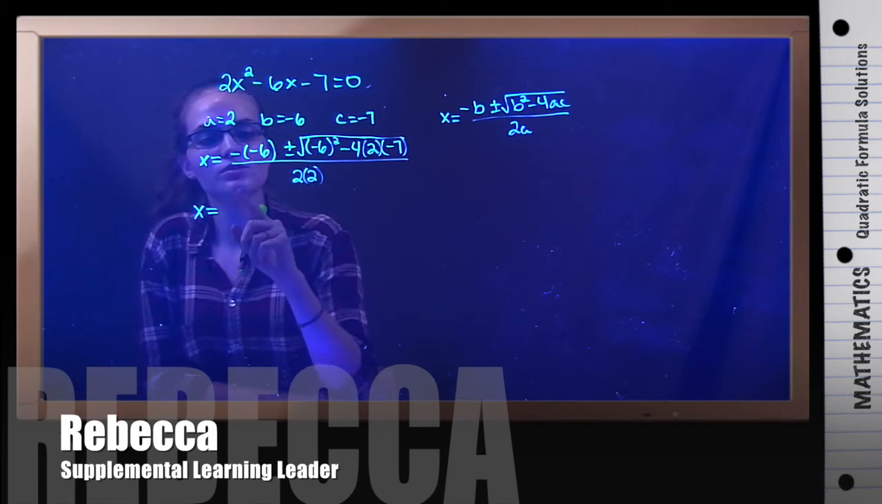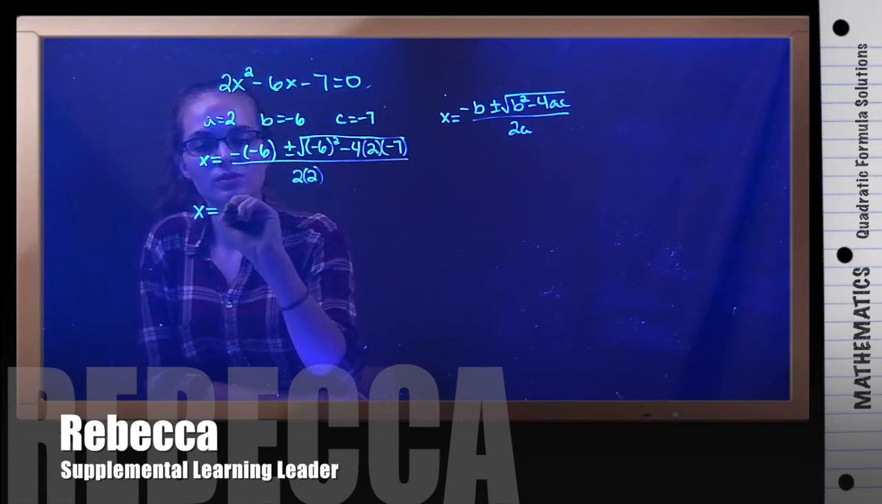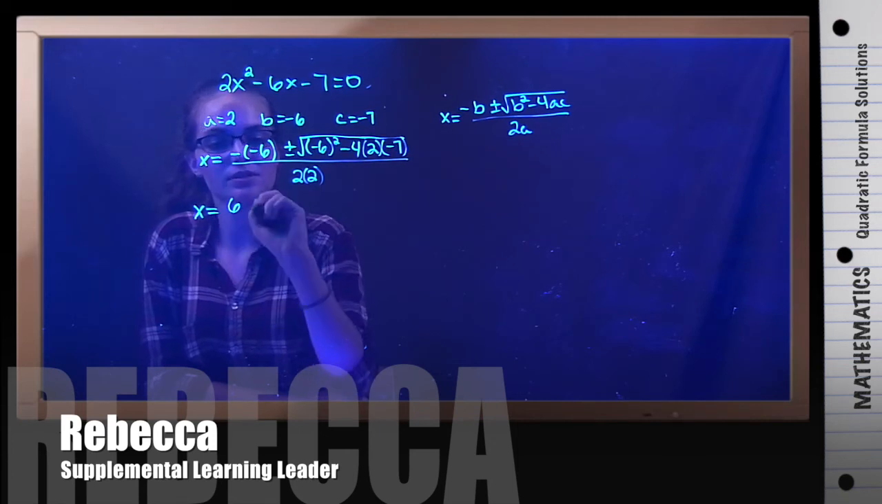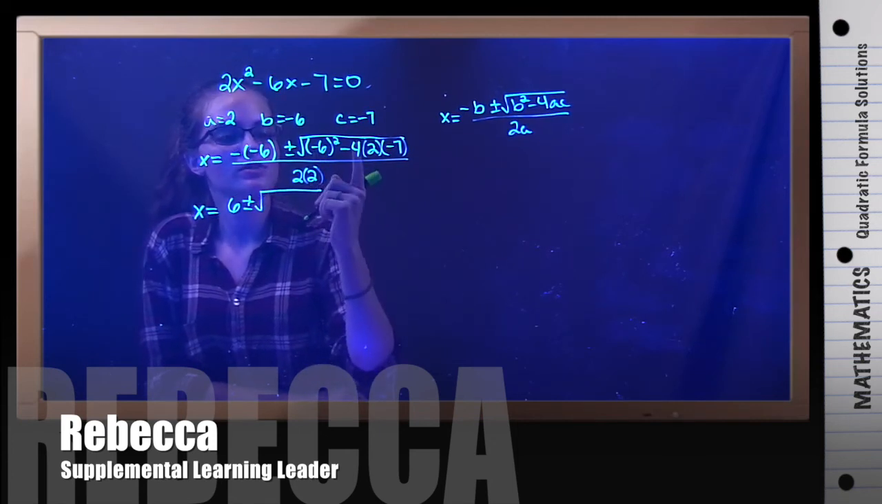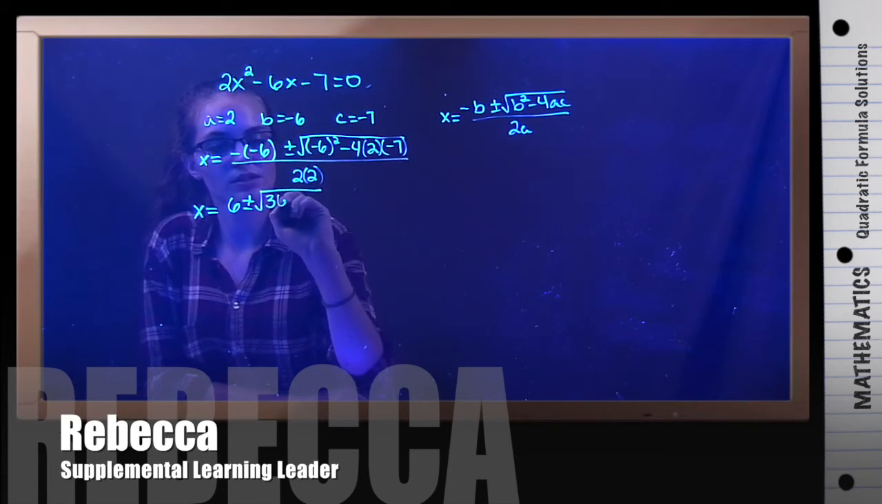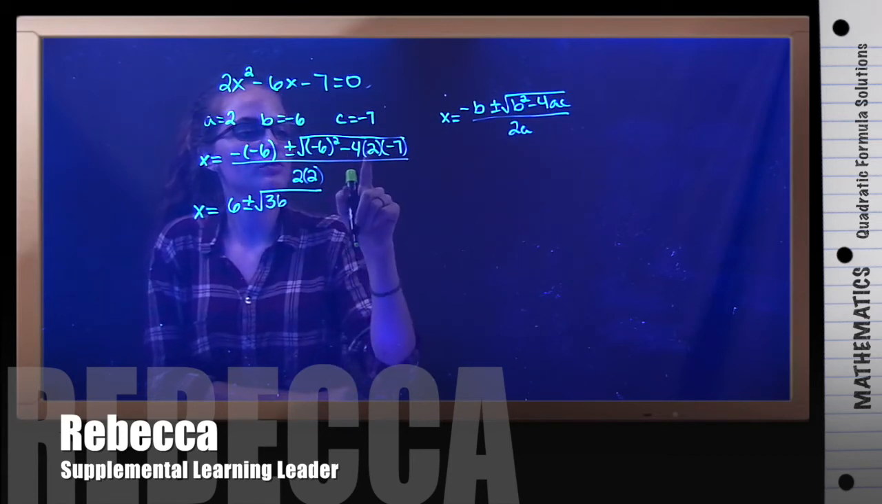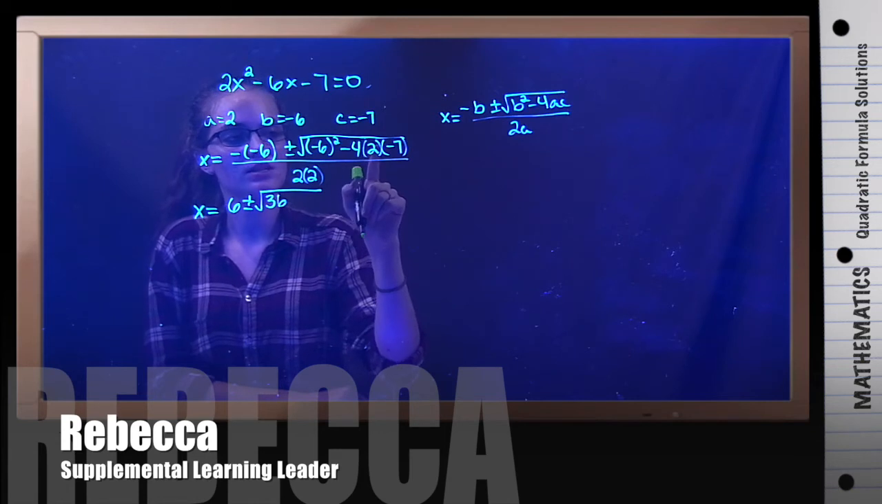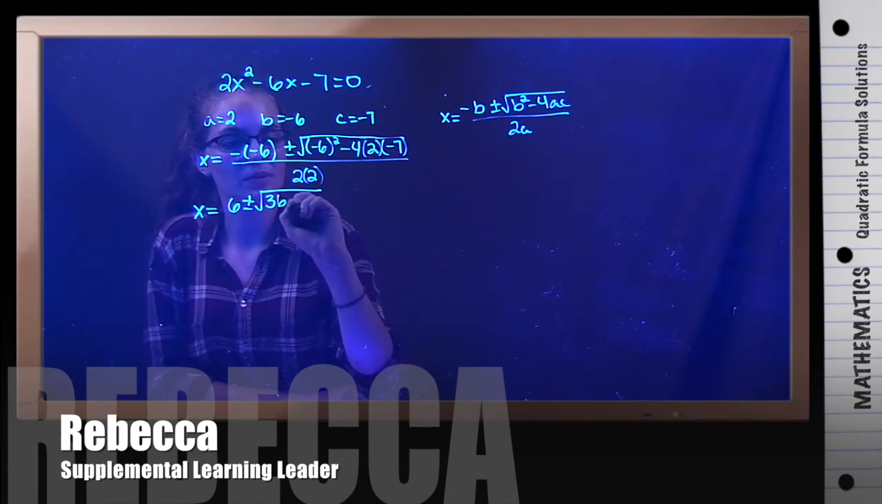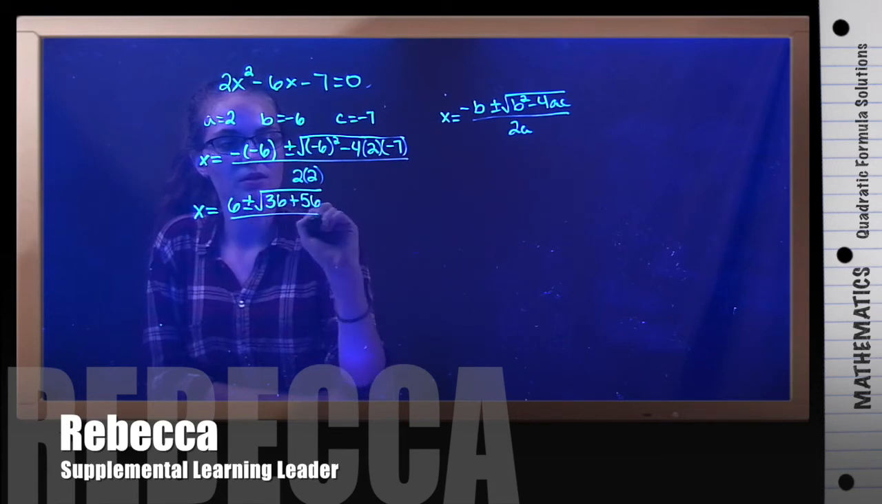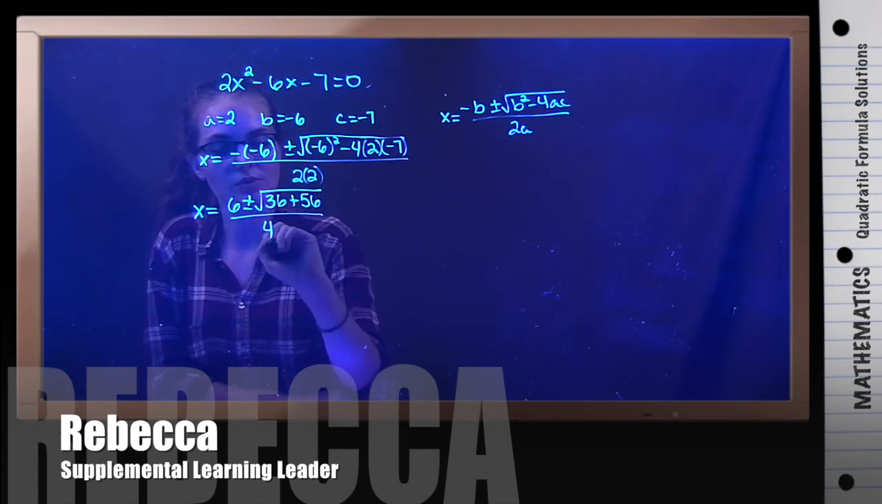Now x equals, these two negatives will cancel out and give us a positive 6, plus or minus the square root. Negative 6 squared is 36. Negative 4 times 2 is negative 8, times negative 7 makes positive 56, all over 2 times 2 is 4.